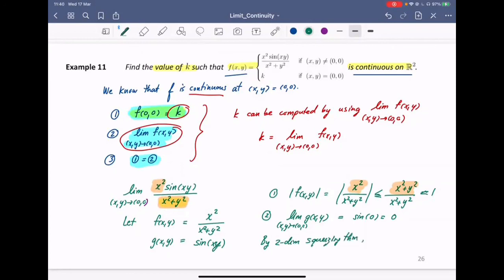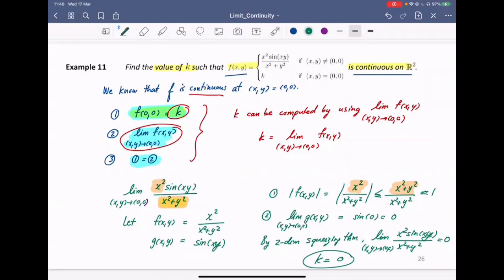You're going to have the limit of the one you want, x squared psi(x,y) over x squared plus y squared. This is 0. And this is actually k equal to 0. That will give you continuous on the entire domain. Sounds good?